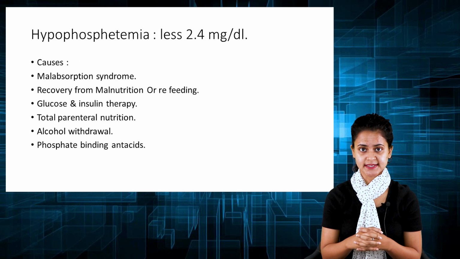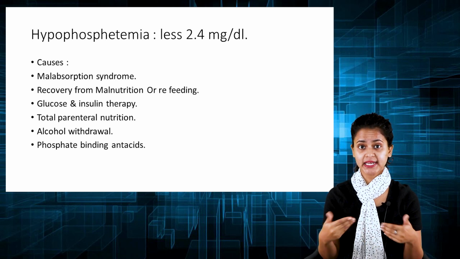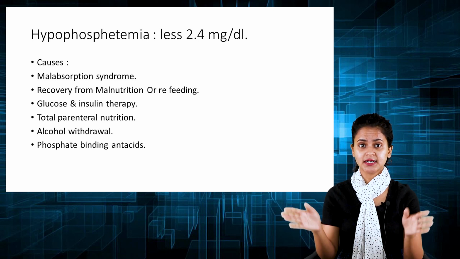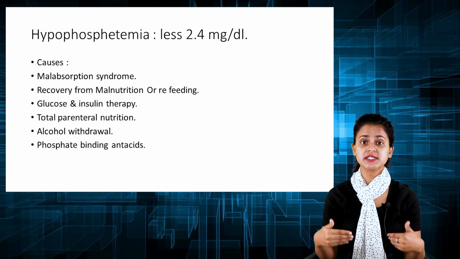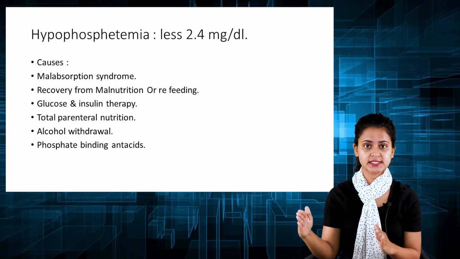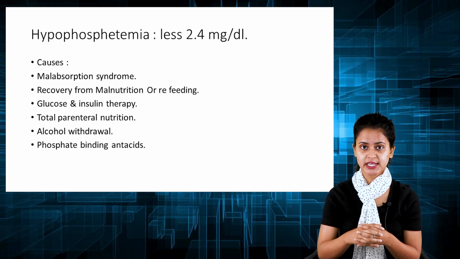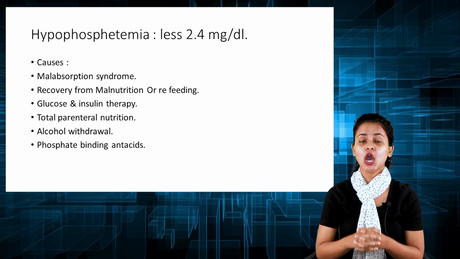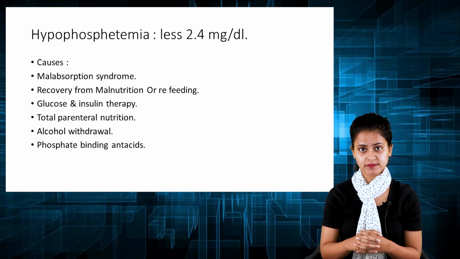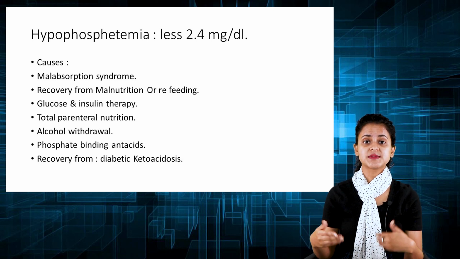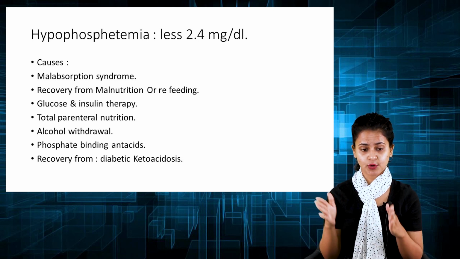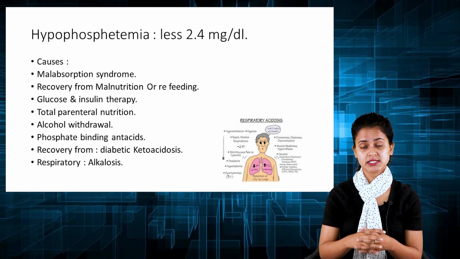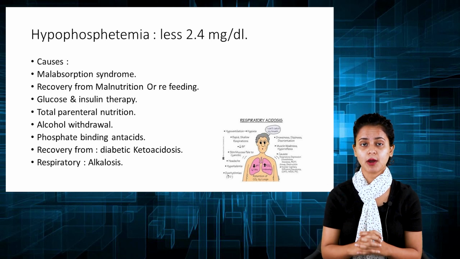Phosphate binding antacids are among the major agents that often increase the chances of the development of hypophosphatemia, because they reduce phosphorus or phosphate absorption through the gastrointestinal tract. So a client who is on medication with phosphate binding antacids has increased chances of developing this condition. Recovery from diabetic ketoacidosis often can develop hypophosphatemia for a client. Respiratory alkalosis also directly causes a decreased amount of phosphate in the body and the development of associated signs and symptoms.